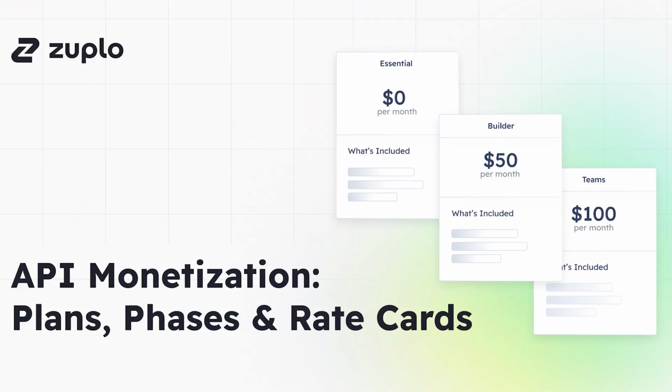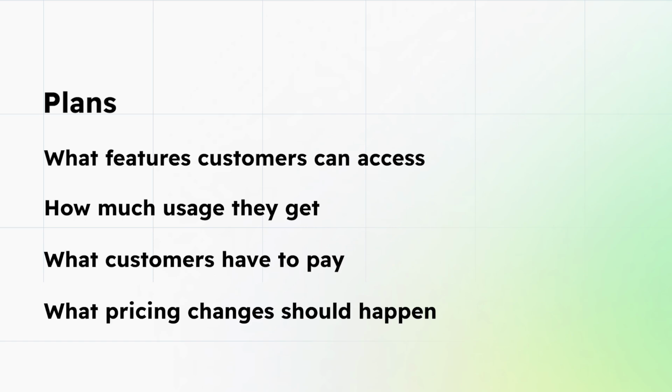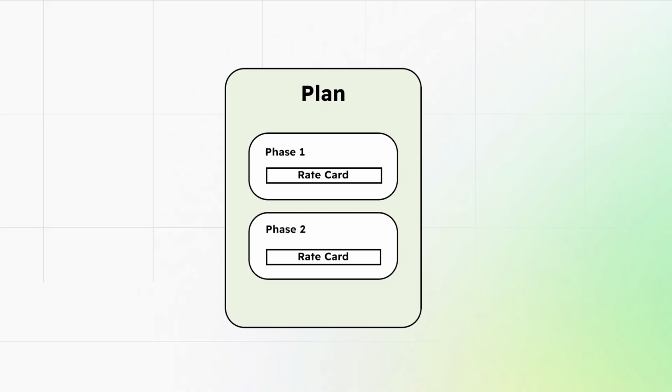Today we're looking at the other side, how to structure what you're actually selling. Plans, phases, and rate cards. A plan defines the complete relationship between you and a paying customer. What features they can access, how much usage they get, what they pay, and when any of that is going to change. But there's a hierarchy inside a plan that's worth understanding. You see, plans contain phases, and each phase contains rate cards.